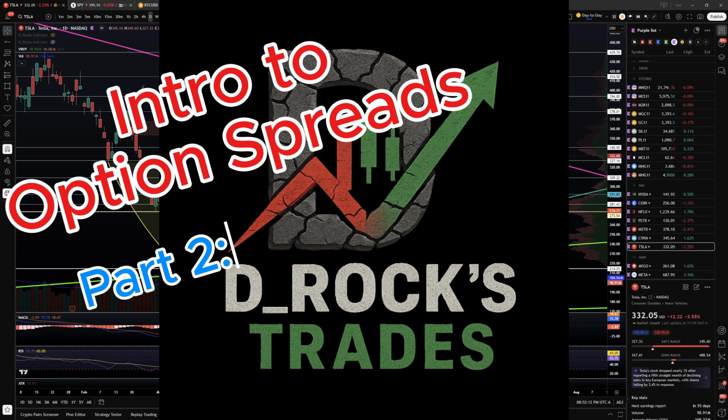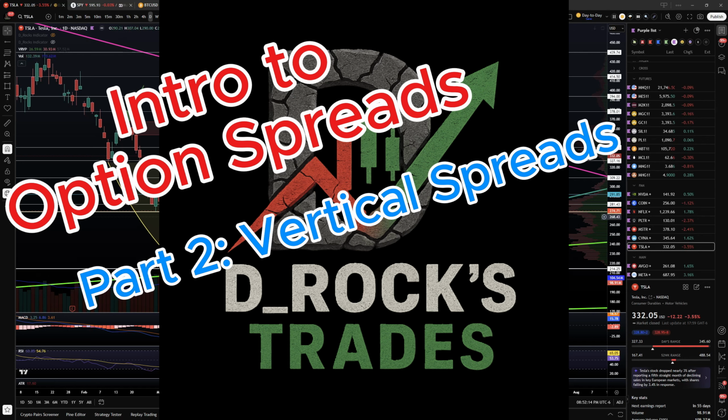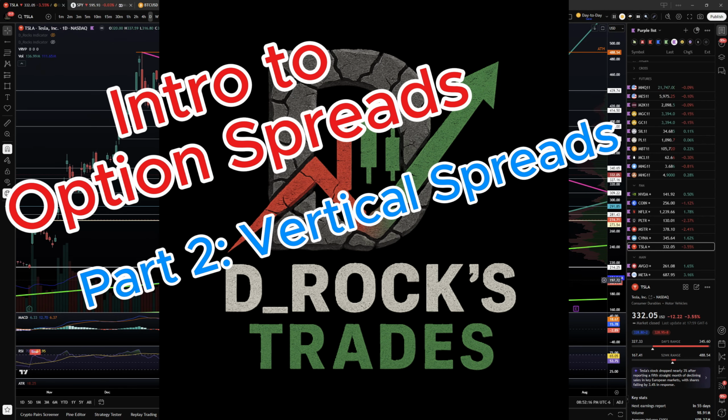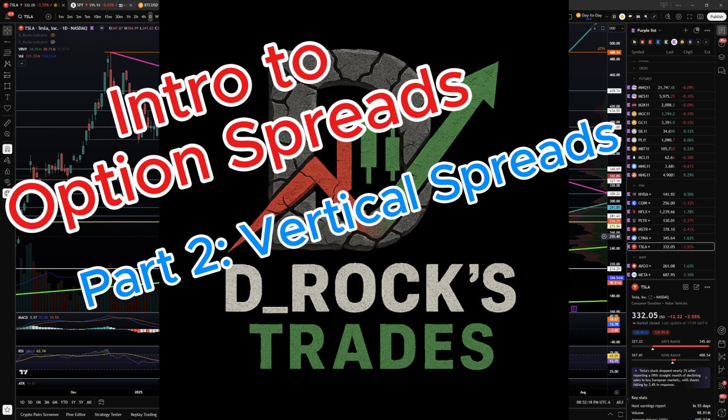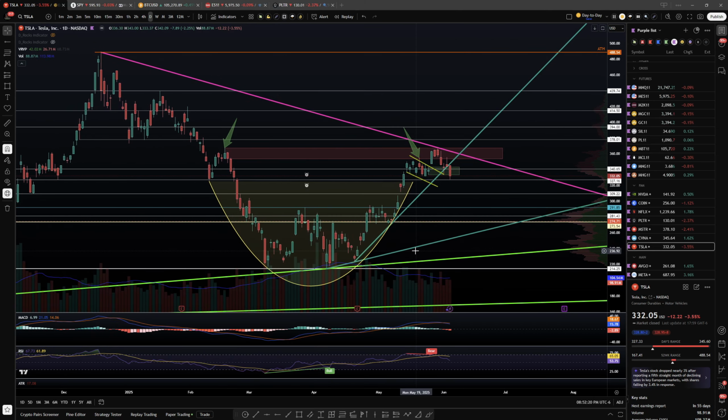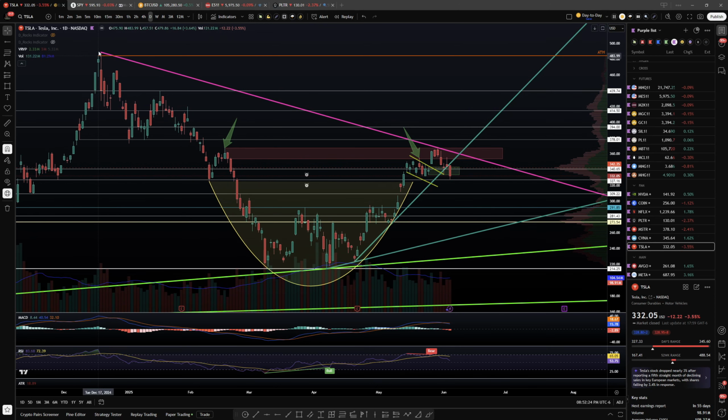Pick this up again here. This is just kind of a continuation of the option spreads. Before, I went through the covered calls, probably a little too much there, and then the buyers and sellers and what they do.